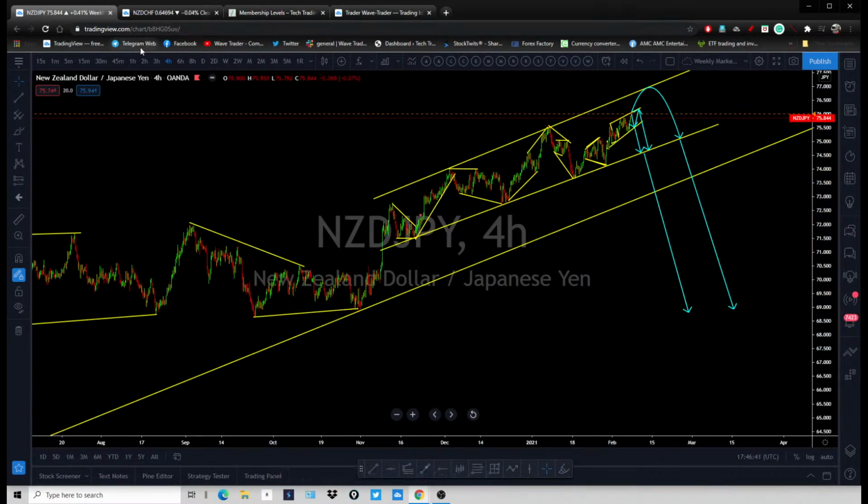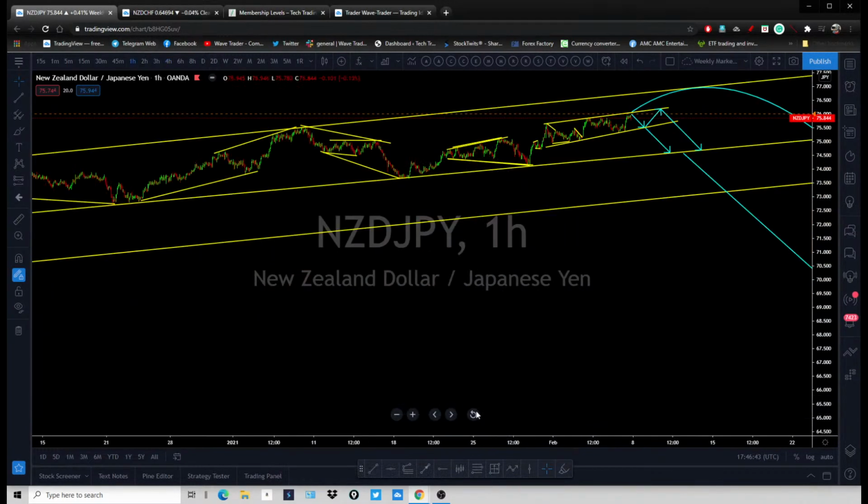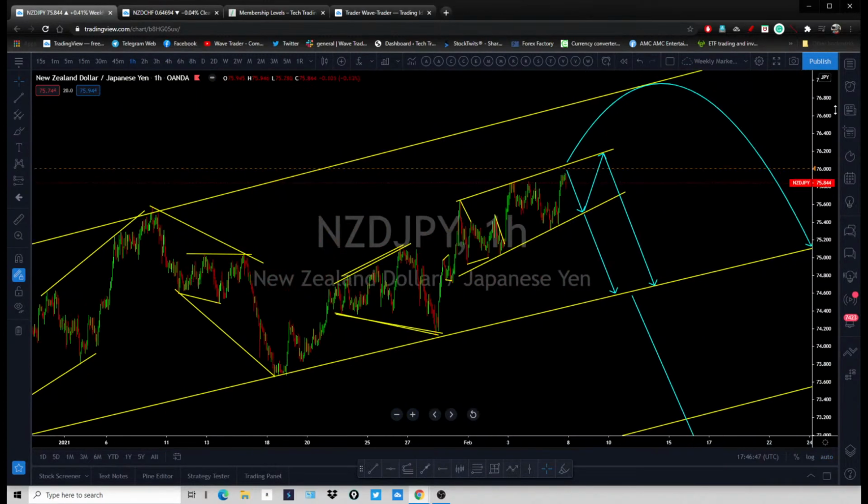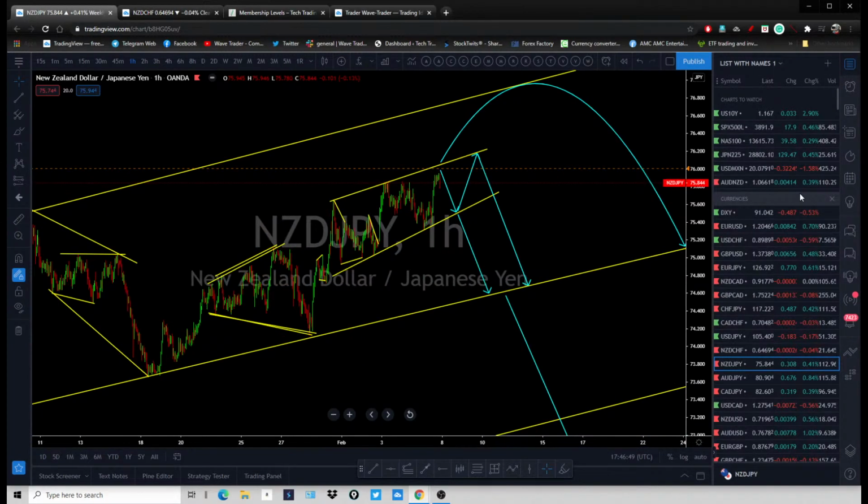That's the structure. Kiwi is still strong, and yen is losing its value because of the recovery. But it is the best strategy, a perfect strategy, when you have easy monetary policy and central banks are pumping the equities, pumping a lot of money into the market and pushing the indices higher, and risk-on currencies are rising.